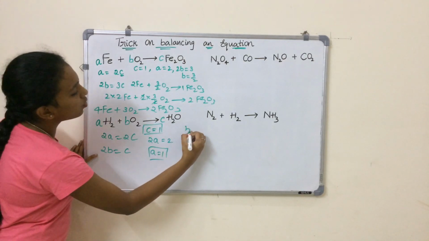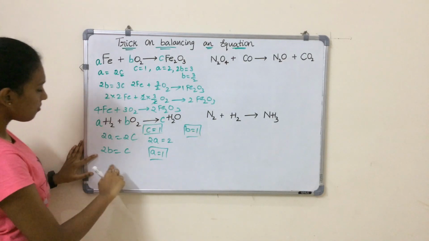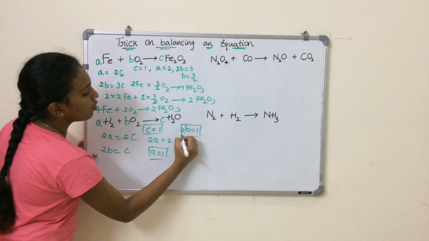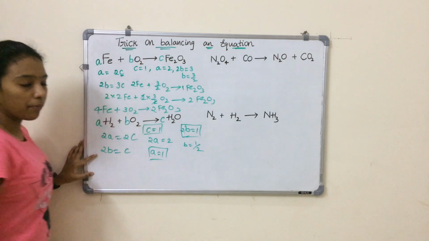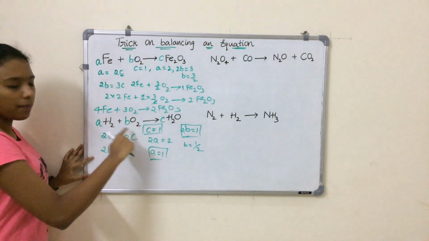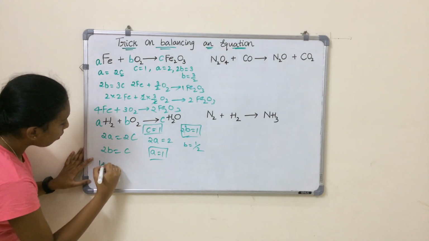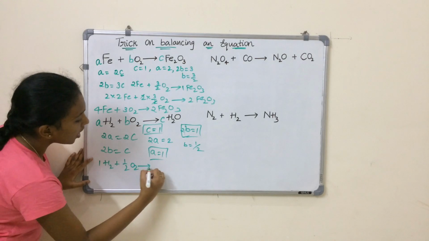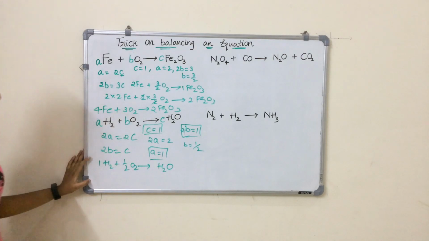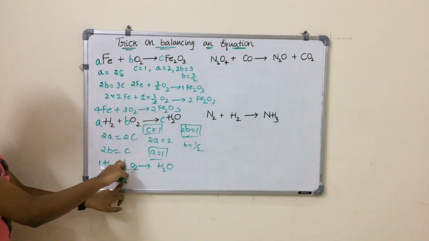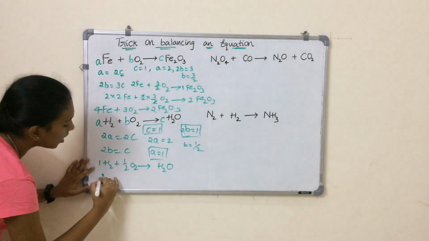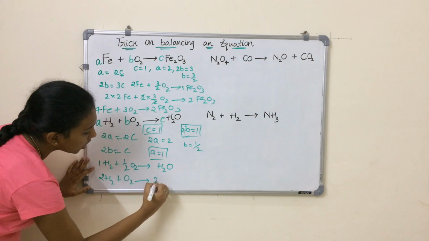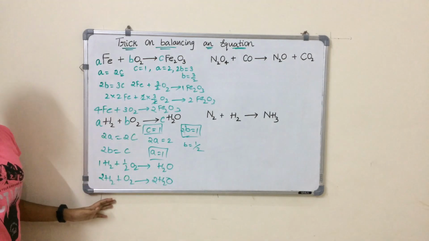And B equal to... 2B equal to 1. Sorry. 2B equal to 1, B equal to 1 by 2. Now substituting the values of A, B, C in this equation, 1H2 plus 1 by 2 O2 gives you 1H2O molecule. And multiplying with 2 on both sides, the equation will be 2H2 plus O2 gives you 2H2O. This is the balanced equation.